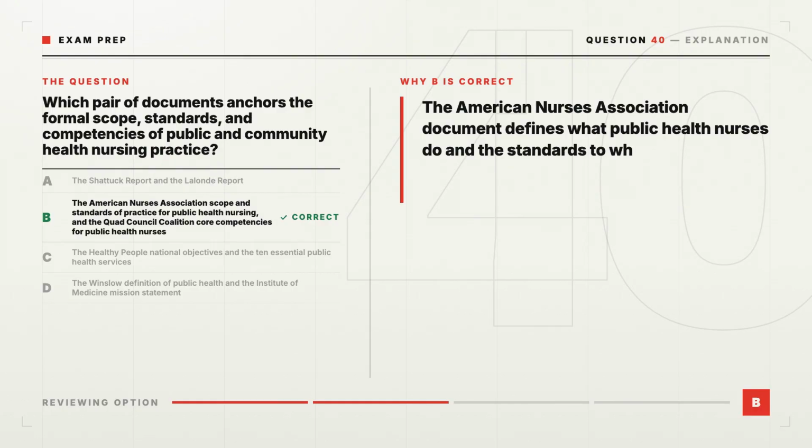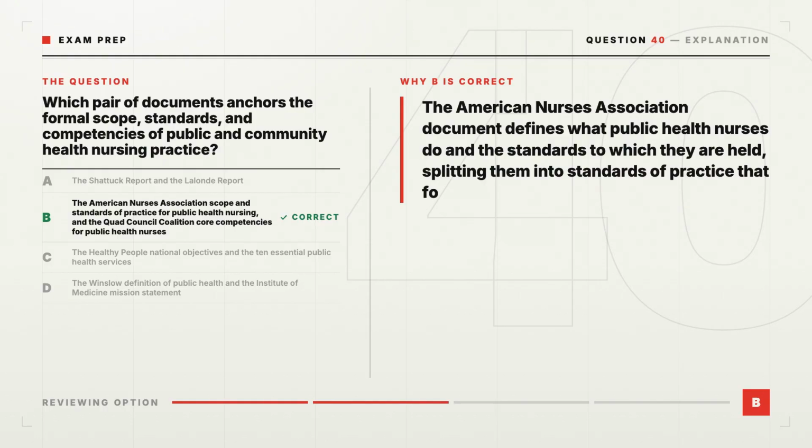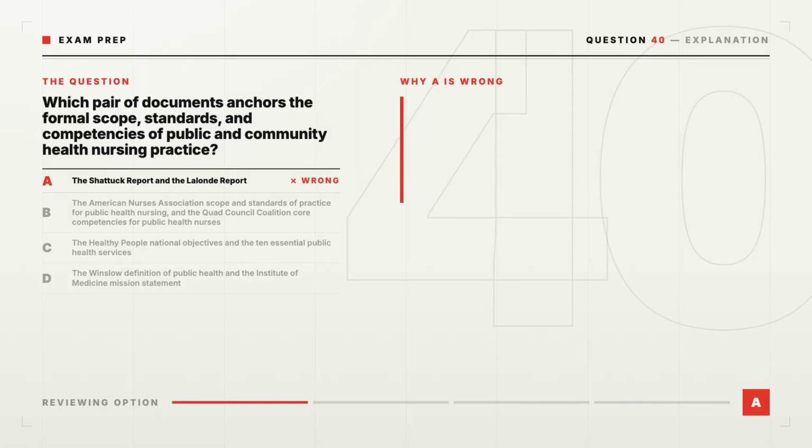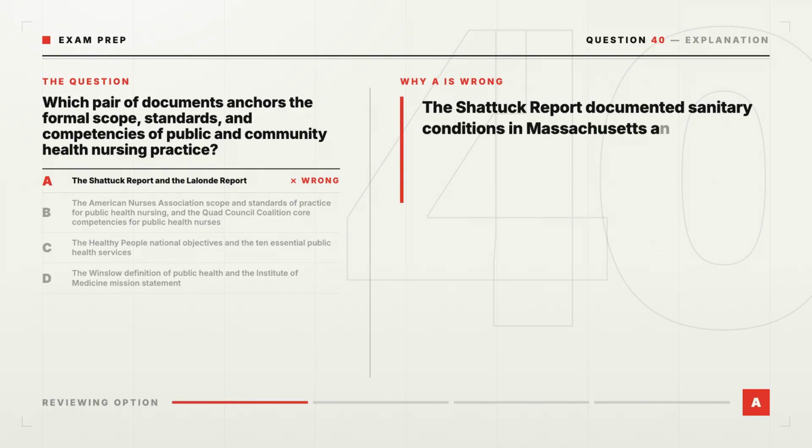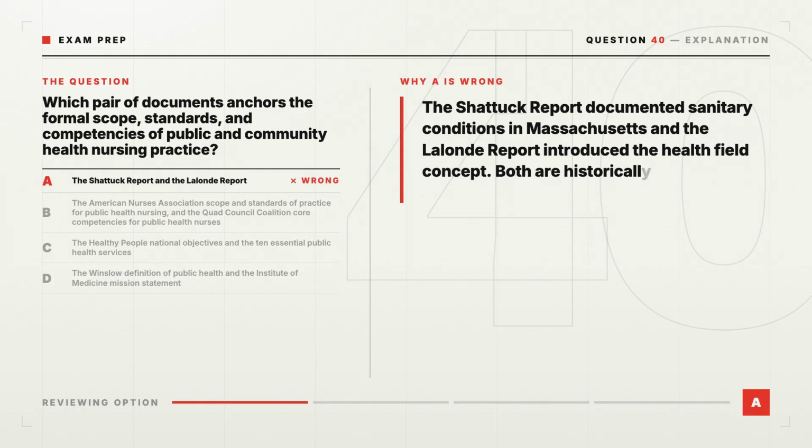The Quad Council Coalition supplies the core competencies organized into domains such as analytic and assessment skills, policy development and program planning, communication, cultural competency, community dimensions of practice, public health sciences, financial planning and management, and leadership and systems thinking. Together they define the specialty's professional frame. A is wrong because the Shattuck Report documented sanitary conditions in Massachusetts and the Lalonde Report introduced the health field concept. Both are historically important and neither governs nursing practice.